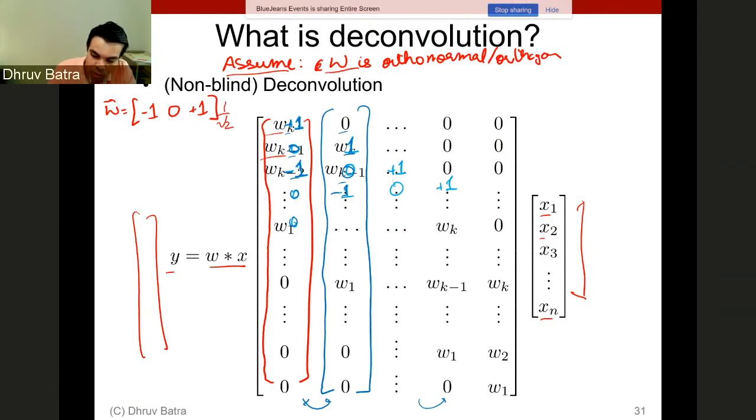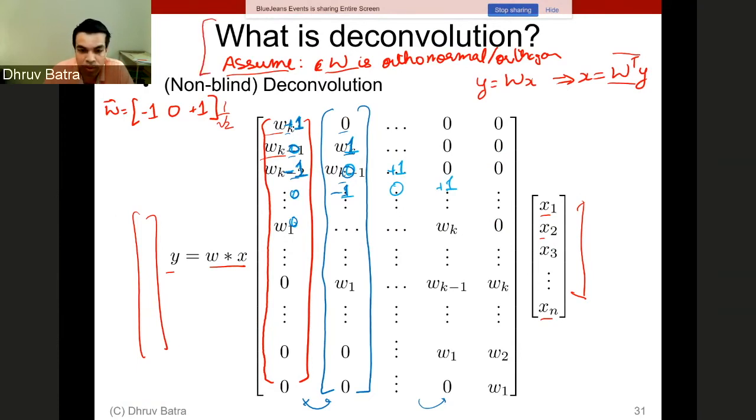But if this assumption is true, we know that if y is Wx, this implies that the best estimate of x you can find is W transpose y. The transpose of a matrix is its inverse if you assume orthonormality. And we already saw in the previous slide that the transpose of the convolution matrix gives you this operation that we've been calling transposed convolution. So this assumption right here is what connects transposed convolutions to deconv.